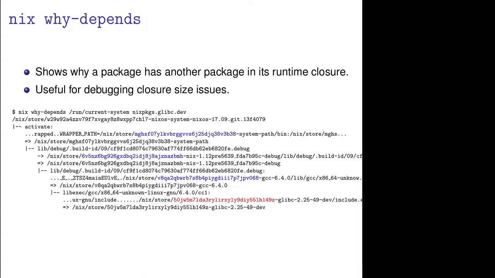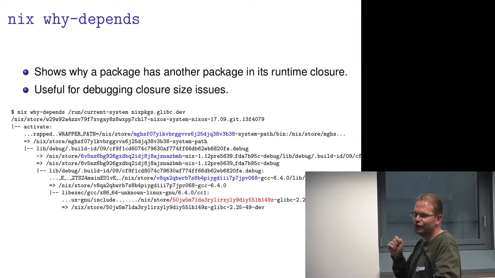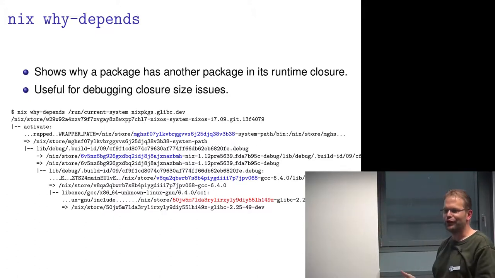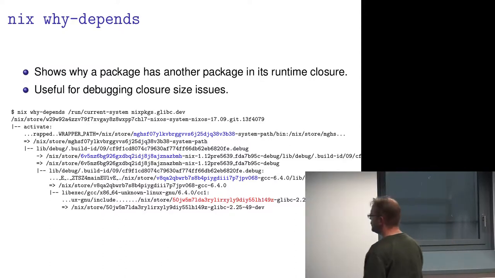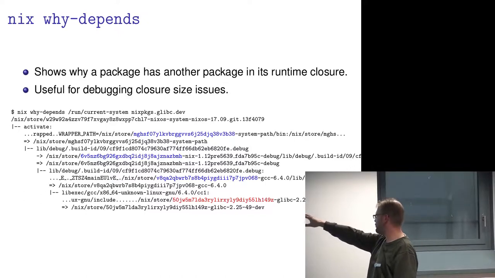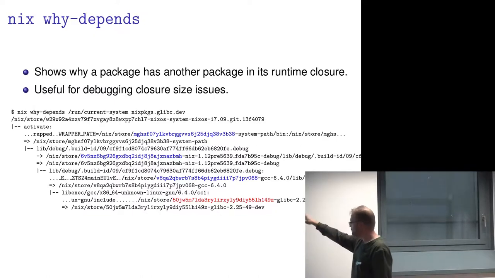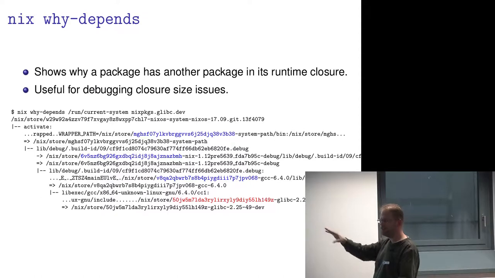So a command that I hacked up during the Amsterdam hackathon a few weeks ago is nix why-depends. Probably needs a better name, but it shows you why a path has another path in its closure. So if you're debugging closure size issues, you often have the question of why do I have this .dev output in my closure? Why do I have GCC in my closure? Because that suddenly adds 50 megabytes. So you can do things like nix why-depends /run/current-system nixpkgs.glibc.dev, and that will show you the path through the closure graph from the first path to the second one.